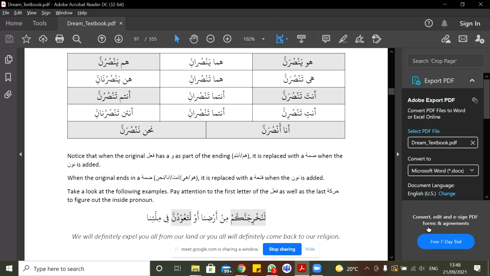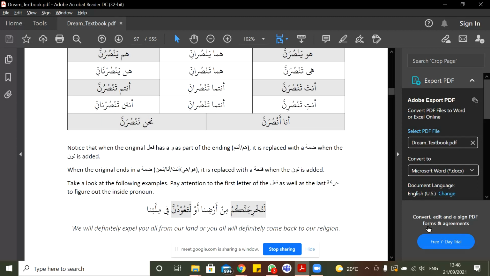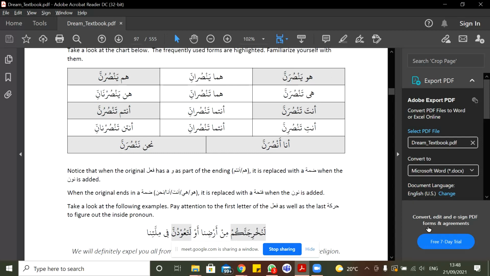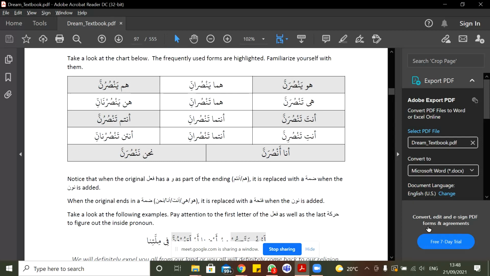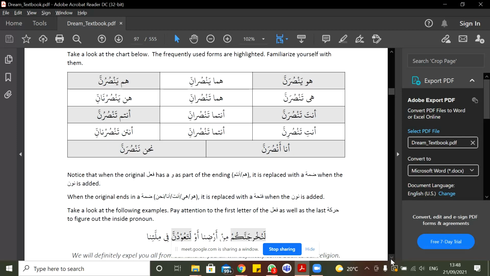Okay. Now try to do the translation yourself. Can you see the screen? La nukhrijannakum. Nukhriju means to expel. First do the easy one. La, we can say surely. La nukhrijanna.